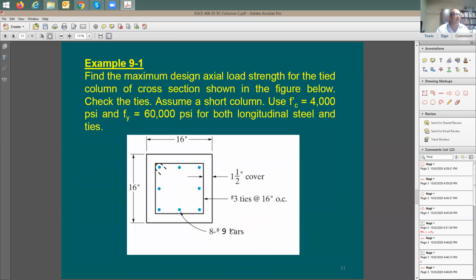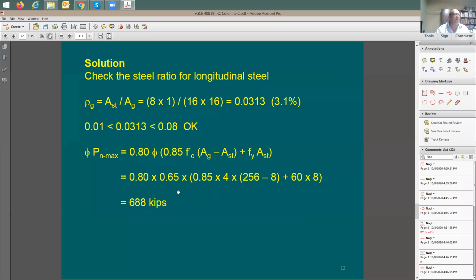All right, I have 8 number 9 and the column is 16 by 16. Moving here to solution. This here is what we call the steel ratio, the vertical steel ratio, if you like. It's going to be equal to the total cross-sectional area of the vertical rebars divided by the cross-section area of the concrete column. I have 8 number 9. The cross-section area for 1 number 9 is 1 square inch. That's why Ast is going to be 8 times 1, 8 square inches.